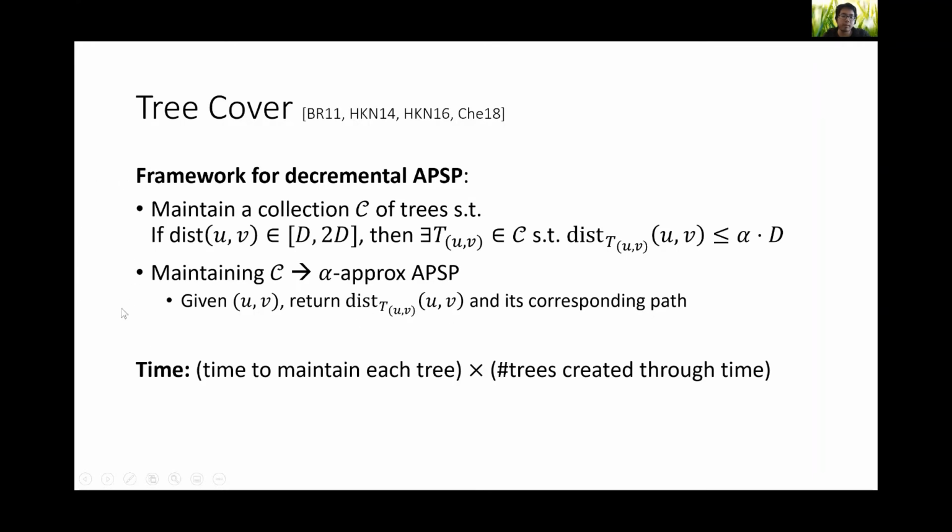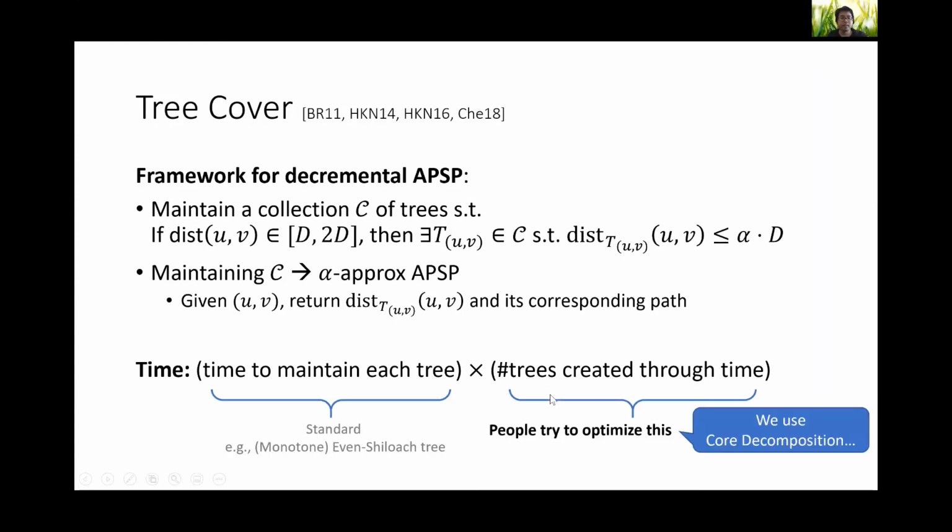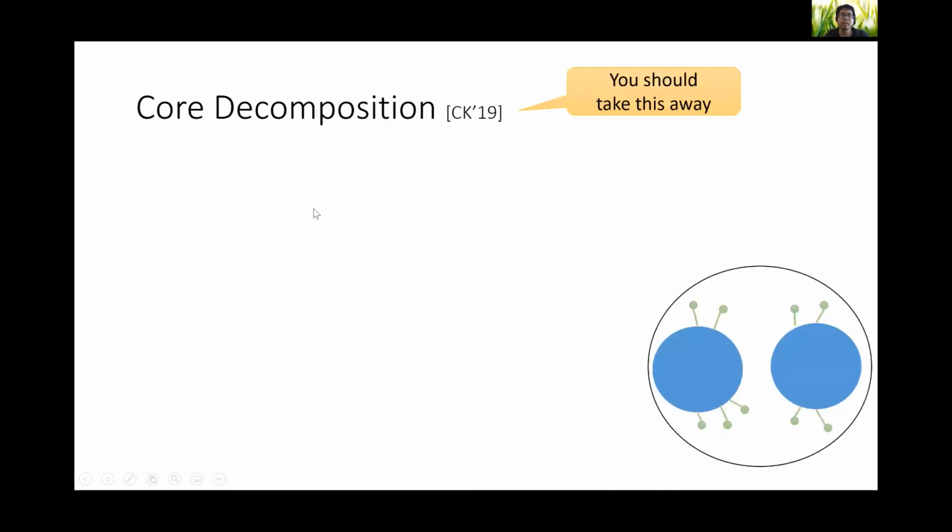And the time from implementing this framework can be analyzed in two parts mainly. First, it's just the time to maintain each tree. And second, is the number of trees that you need to create throughout the whole algorithm. The first part will be quite standard. People just use something like Even-Shiloach tree or monotone Even-Shiloach trees. The second part is the part that people can try to optimize, and we will optimize this using something called core decomposition. So let me tell you what is core decomposition.